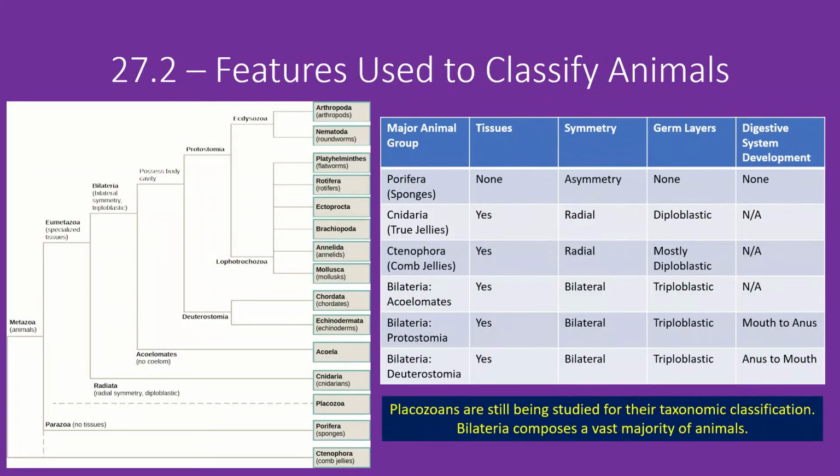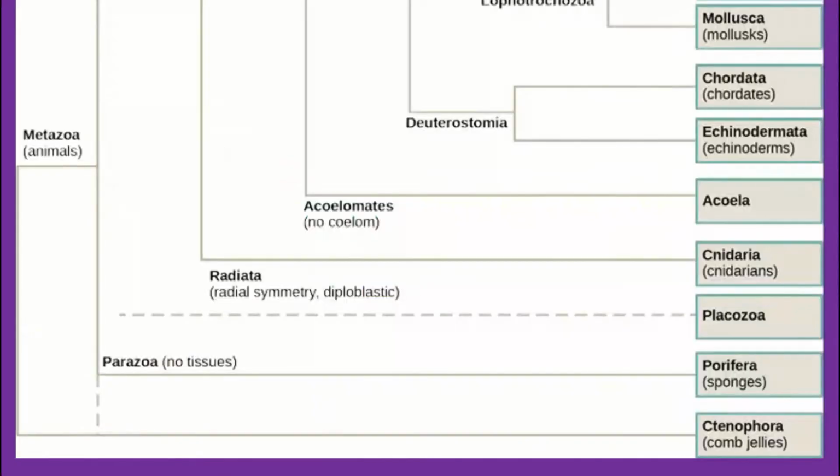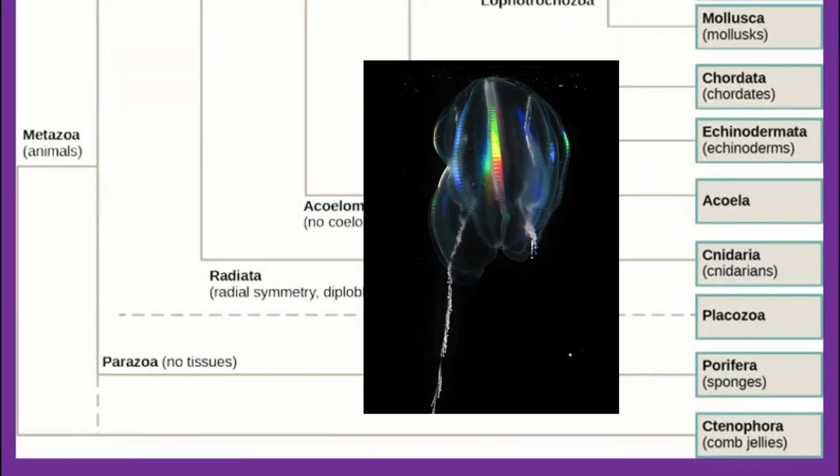Traditionally, animals have been classified by body symmetry, which is dividing an organism on a plane. They have also been classified by embryonic tissue types and how the digestive system forms during embryonic development. If you take a look at this cladogram, you'll notice this group called the comb jellies, phylum Ctenophora.